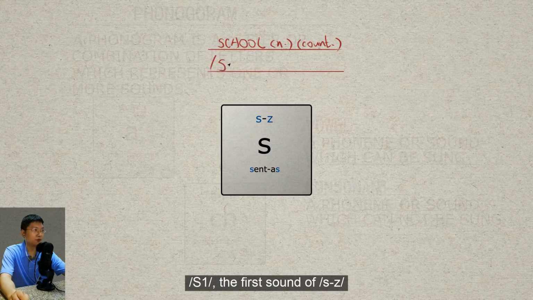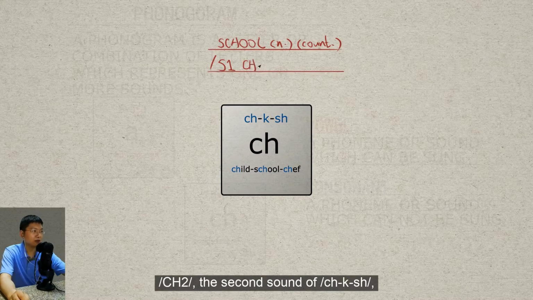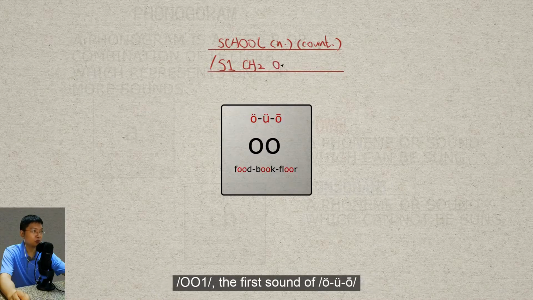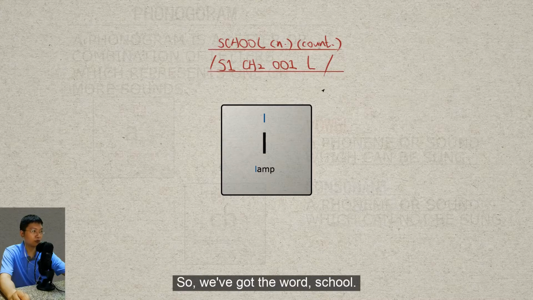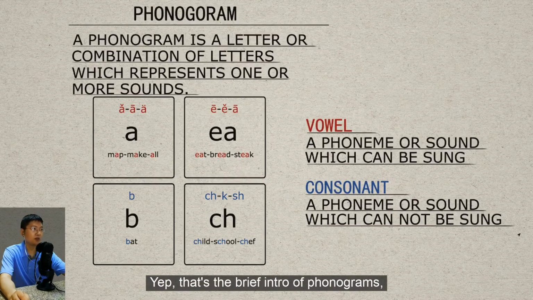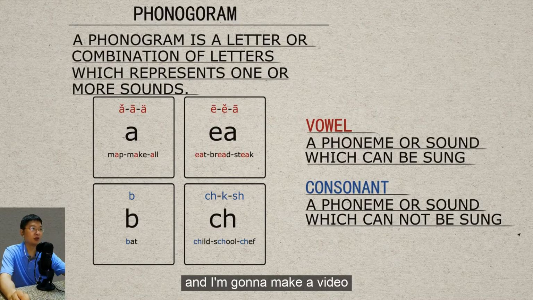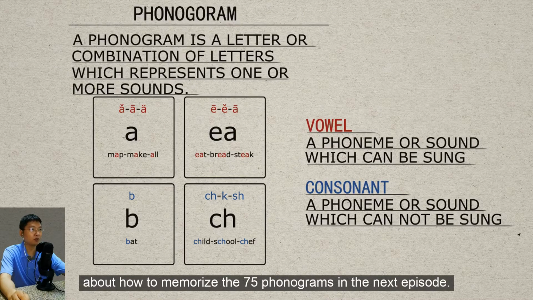S. The first sound of S, Z. K. The second sound of ch, k, sh. U. The first sound of U, O. O. So we've got the word school. Yep, that's the brief intro of a phonogram, and I'm gonna make a video about how to memorize the 75 phonograms in the next episode.